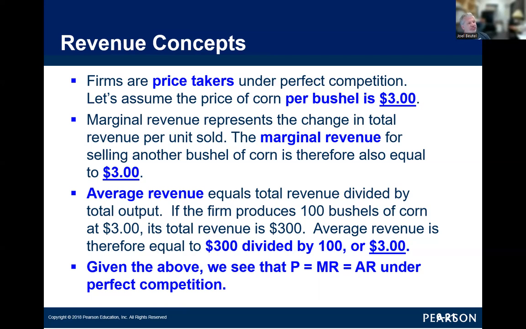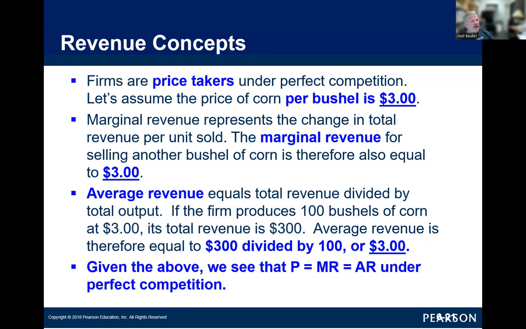Marginal revenue represents the change in total revenue per unit sold. The marginal revenue for selling another bushel of corn is therefore equal to just $3. So every bushel is $3. The more you sell, you just get $3 for each bushel. There's no quantity discounts or quantity bumps, right? For a price-taking firm. Average revenue is just the total revenue divided by your output. So if the firm produces 100 bushels of corn at $3, total revenue is 300, but you divide by the 100 bushels and you get the price per bushel, or $3.